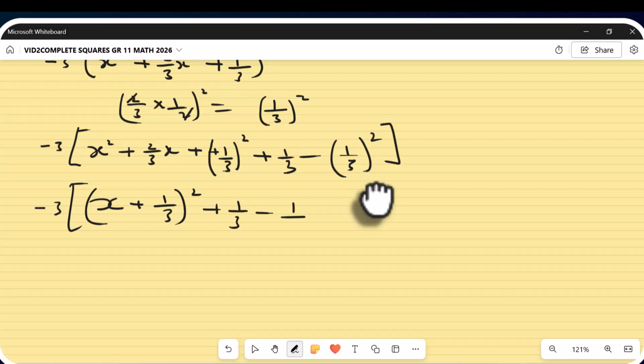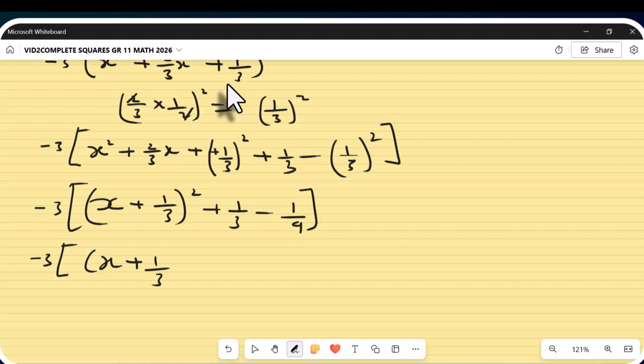So I have negative 3, open brackets here. I have x plus 1 over 3, squared, then plus 2 over 9. Now open the bigger brackets here. Now the negative 3, open brackets into x plus 1 over 3, bracket squared here. Now negative 3 times 2 over 9 gives us negative 2 over 3. So in this particular case, our maximum value is going to be given by this constant, which is negative 2 over 3.